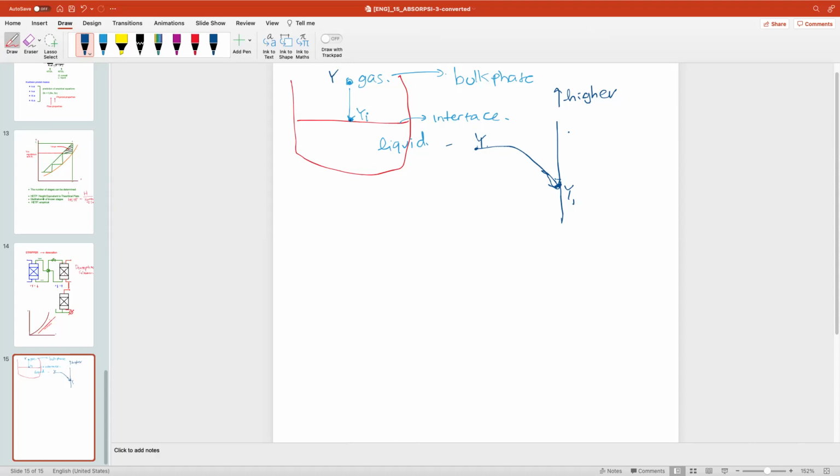Another example: if you hang your clothes when it is very mendung, it's going to rain, and the relative humidity is like 100%, of course the mass transfer will not happen. So maybe this is going to be your Y, and this is going to be your Yi. Very, very low here, because this is the driving force.